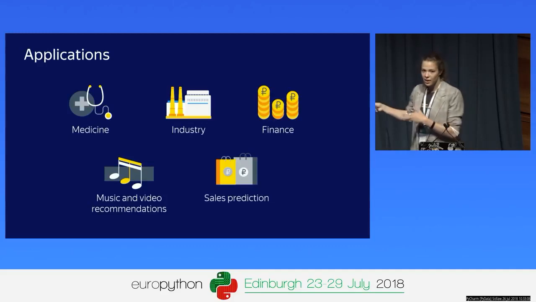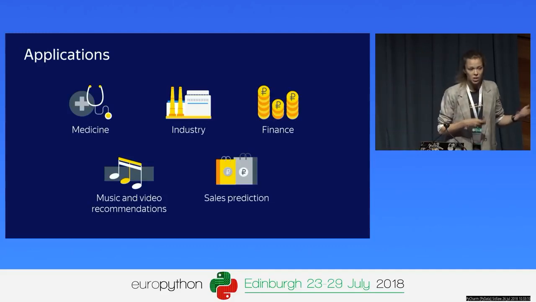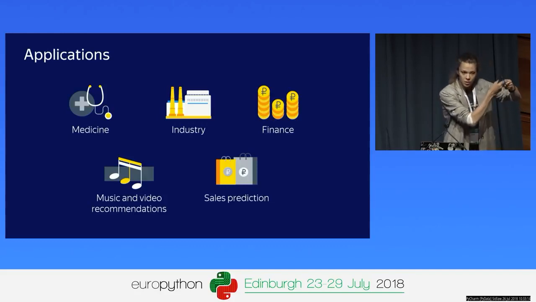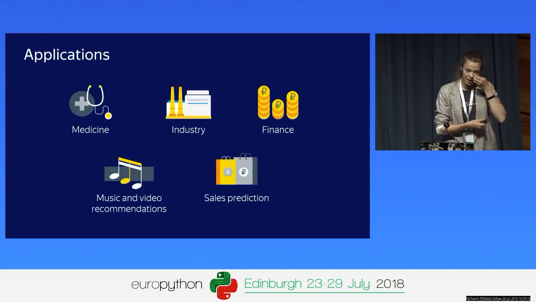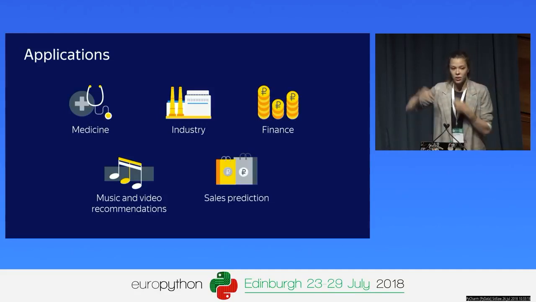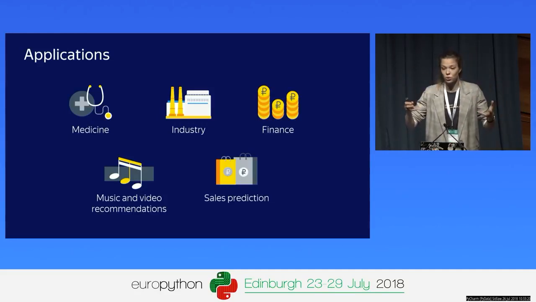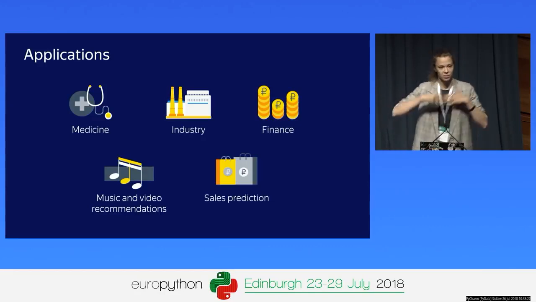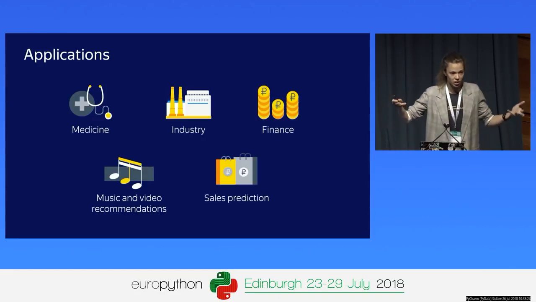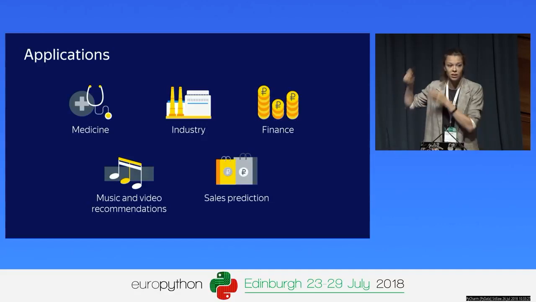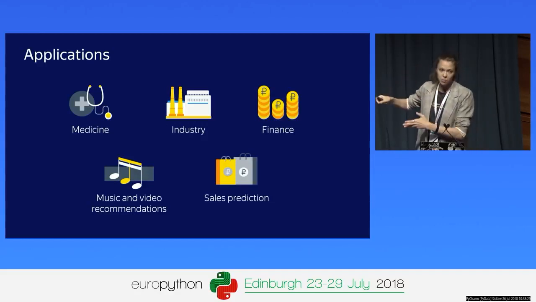It can be used in finance for predicting credit scoring, for example. It can be used in recommendation systems for understanding what are the best songs that the person will like, or it can be used for sales predictions. It is also used heavily on Kaggle. There are many machine learning competitions, and for this type of data, the winning solutions in many cases are based on gradient boosting.